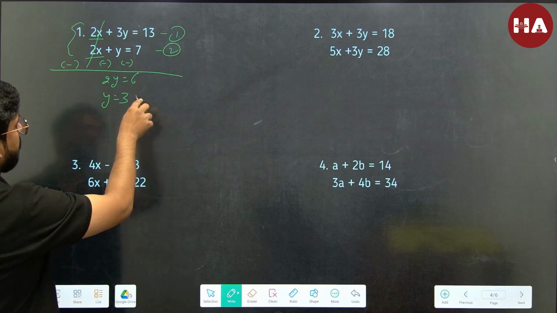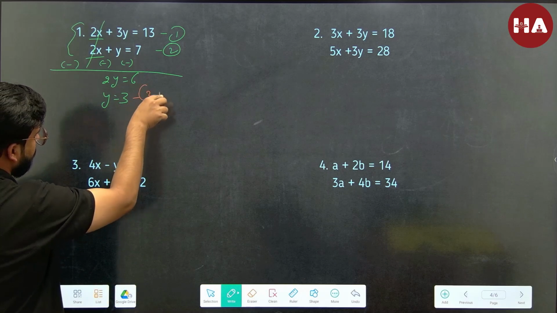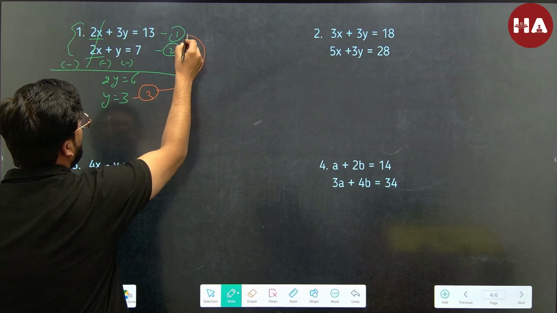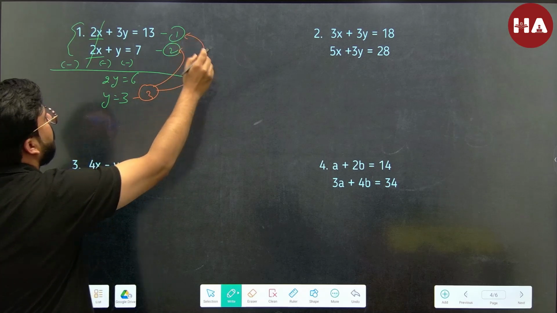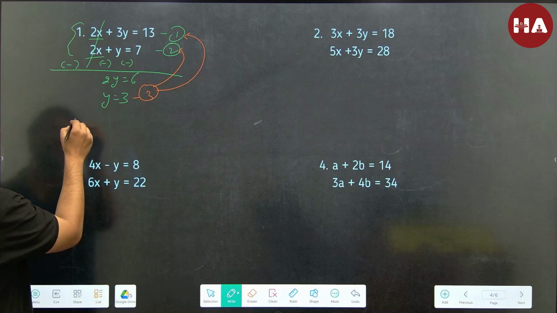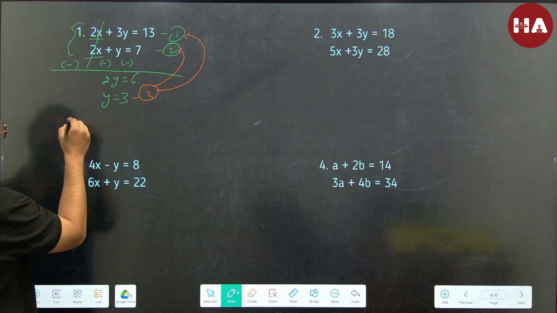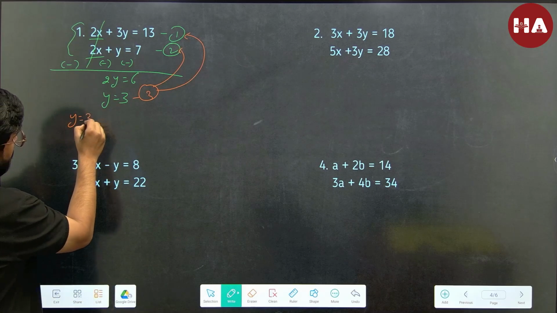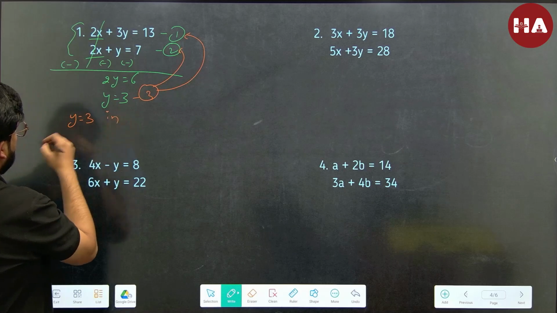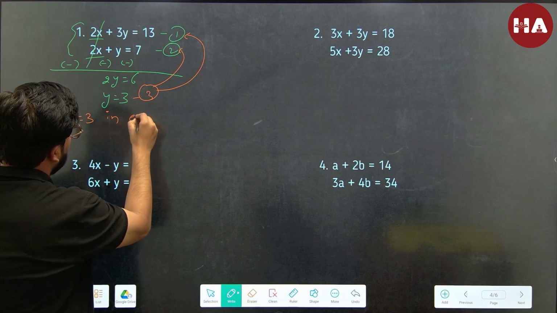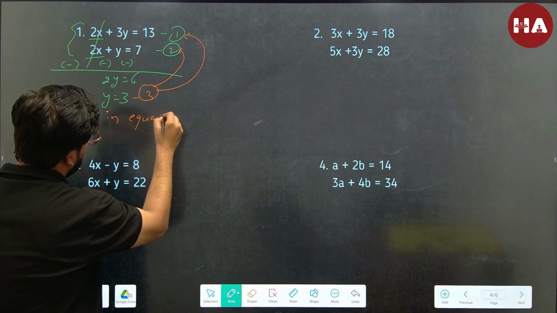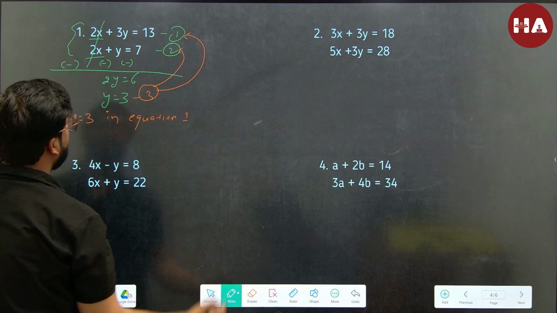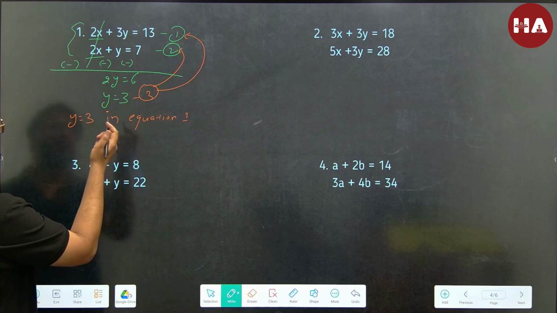Now you can substitute this value of y in any of the equation and formulate your answer for x. So I am putting this value y equals to 3 in equation number 1. You can choose it by yourself, the answer will be same, students.